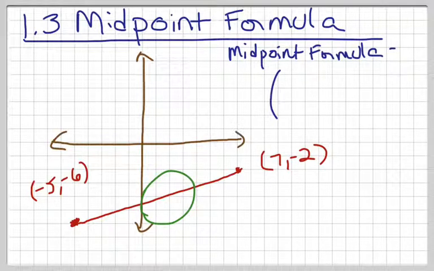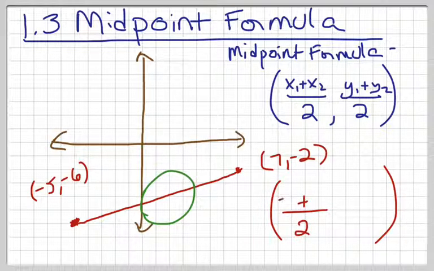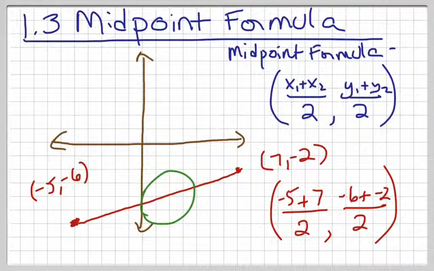Midpoint formula. Think about what you're heading for. Your answer is going to be a point. It's going to be an x and a y. So that helps you remember which formula this one is. We're going to just average the x's, find the mean of those two numbers, average the y's, find the mean of those two numbers. So if we plug in what we've got, our two x coordinates are -5 and 7, and our two y coordinates are -6 and -2.